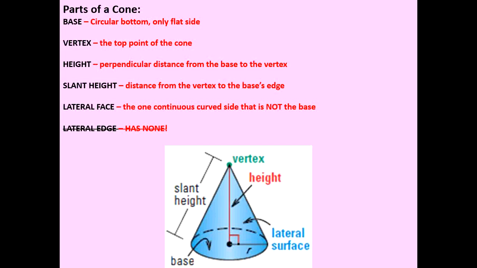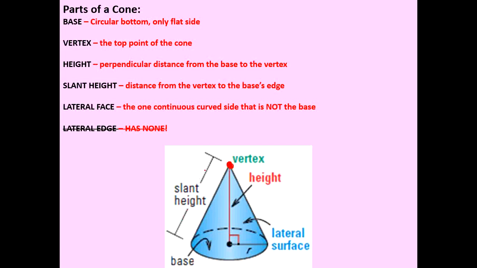The vertex is now going to be the top point of the cone. In a pyramid, we called it the apex, but for a cone, it's called the vertex because all of the other parts are smooth around it. And then the height is the same as a pyramid, the perpendicular distance from the base to the vertex. And then the slant height is going to be the distance from the vertex to the circumference, or the base's edge, the edge of that circle.